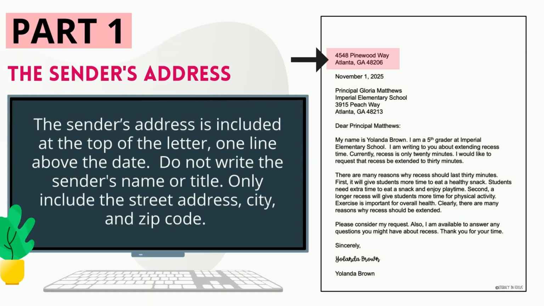The sender's address is included at the top of the letter, 1 line above the date. Do not write the sender's name or title, only include the street address, city, and zip code.